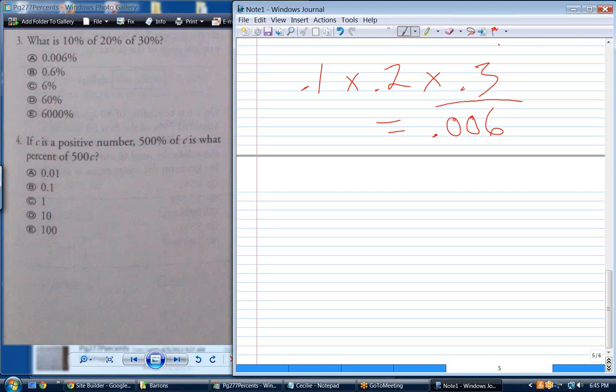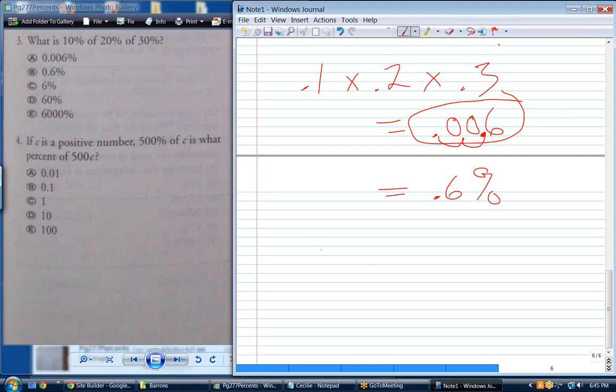So I've got to convert that decimal back to percent. What is that? It's 0.6. In other words, I want to move my decimal point 2 spots to convert to percent. So this is equal to 0.6%. Okay? And that's one of many ways you could do it. I converted them all to decimal, multiplied them, and then converted back to percent.